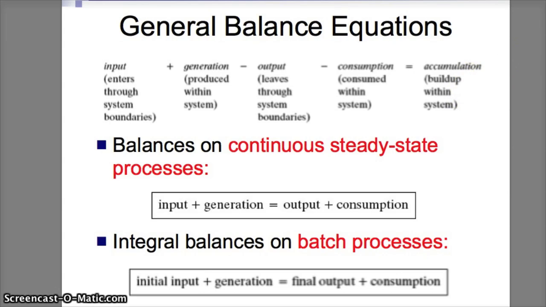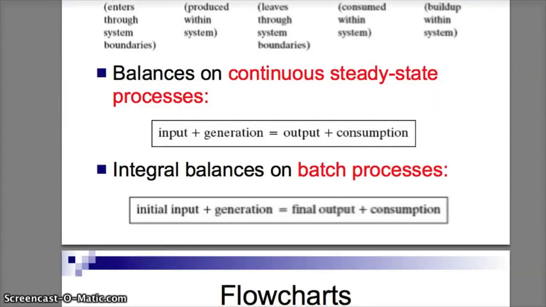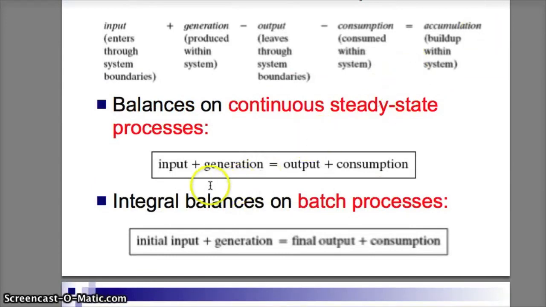So we discuss continuous and batch processes. Continuous is input plus generation equal to output plus consumption, because it is continuous, they just put in input. For a batch process, they have an initial input, which is you put something in bulk and you don't add anything else, and the final output is what comes out. There's no continuous outflow. Basically that's it, and we go to the next slide.